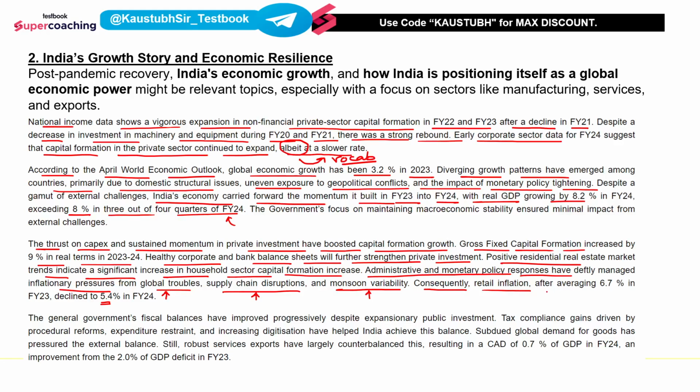Consequently, retail inflation, after averaging 6.7% in financial year 23, declined to 5.4% in financial year 24. The general government's fiscal balances have improved progressively despite expansionary public investment. Again, you can see tax compliance gains driven by procedural reforms, expenditure restraints, and increasing digitization have helped India achieve this balance. Subdued global demand for goods has pressured the external balance.